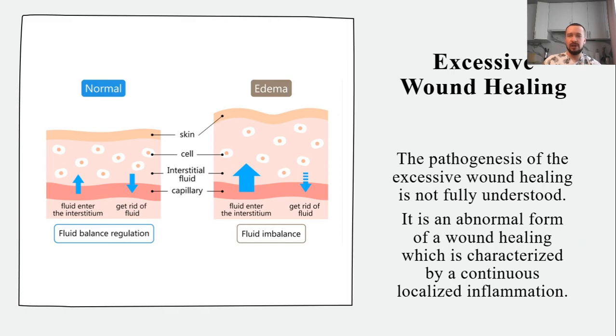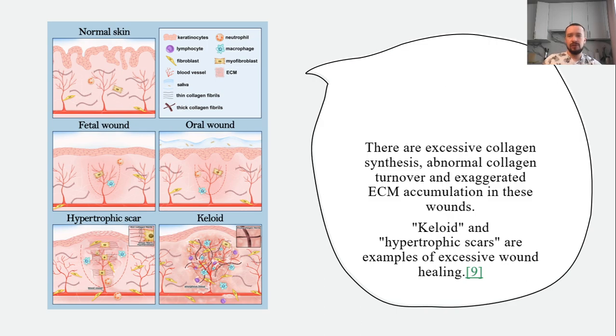Excessive wound healing. The pathogenesis of excessive wound healing is not fully understood. It is an abnormal form of wound healing which is characterized by a continuous localized inflammation. There are excessive collagen synthesis, abnormal collagen turnover, and exaggerated ECM accumulation in this wound. Keloid and hypertrophic scars are examples of excessive wound healing.